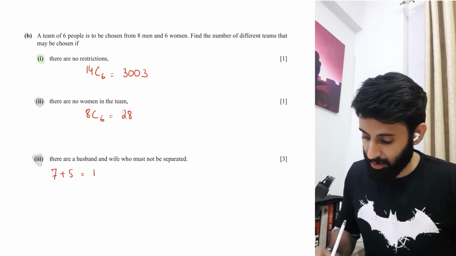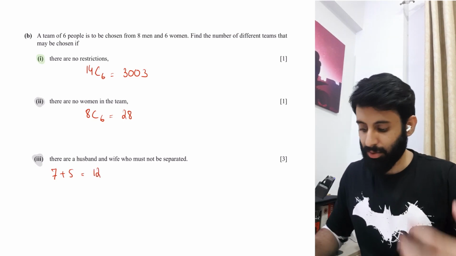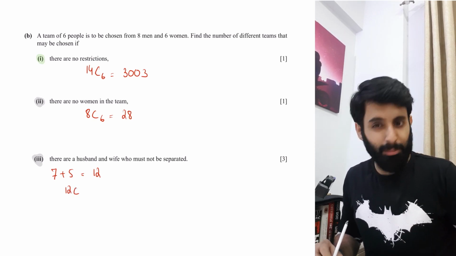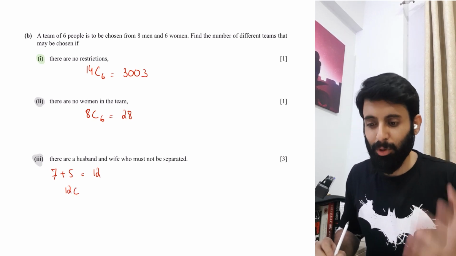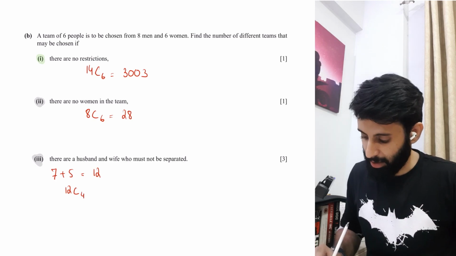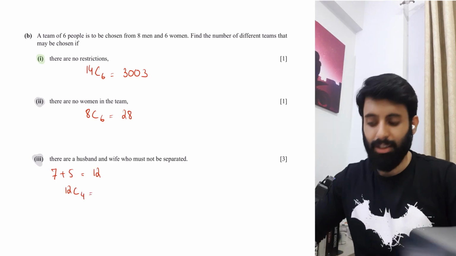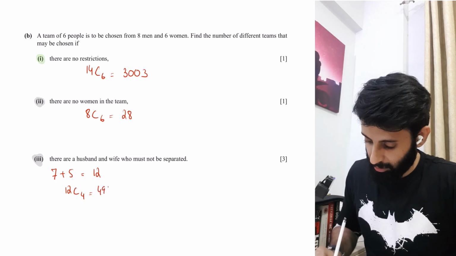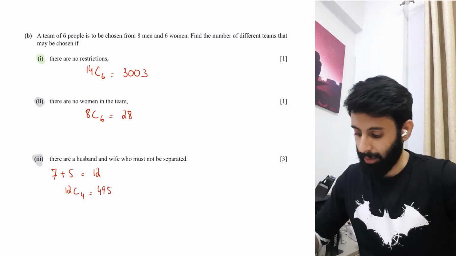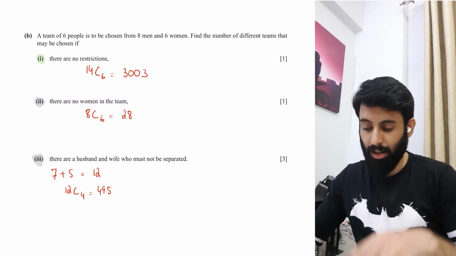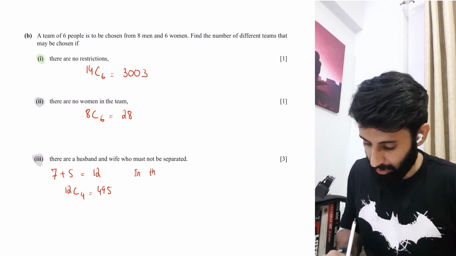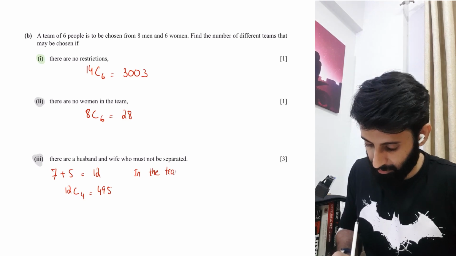So that means now the total number of people that you have to choose from is 12, and the total number of people that you are selecting is not 6 anymore, because remember, the husband and the wife have both been included in the team. So now you're just selecting 4. So let's work this out. 12C4 is equal to 495. Okay, this is when they are in the team. I'll write it over here so you know exactly what's going on.